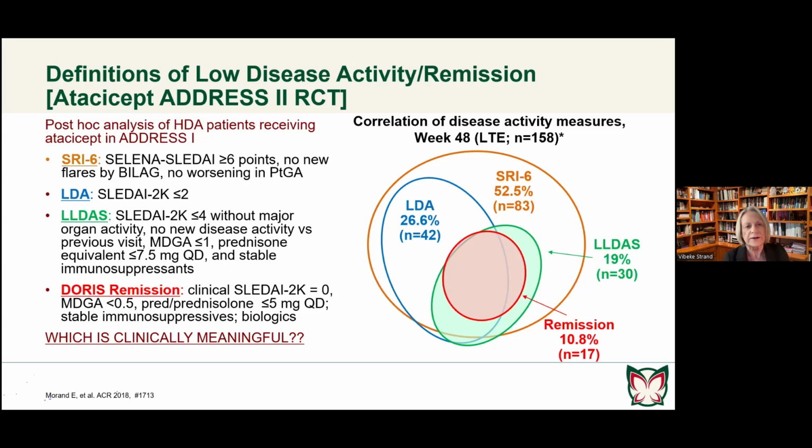Then the LLDAS, which is a SLEDAI 2K of less than or equal to 4, without major organ activity or no new disease activity, MD global of less than 1, prednisone equivalent of less than or equal to 7.5, and stable immunosuppressives took it to 19%. And then the DORIS remission definition, which was the SLEDAI 2K of 0, MD global of less than 0.5, prednisone, prednisolone equivalent of less than or equal to 5 milligrams daily, and stable immunosuppressive or biologics. Now we have a remission rate of just under 11%.